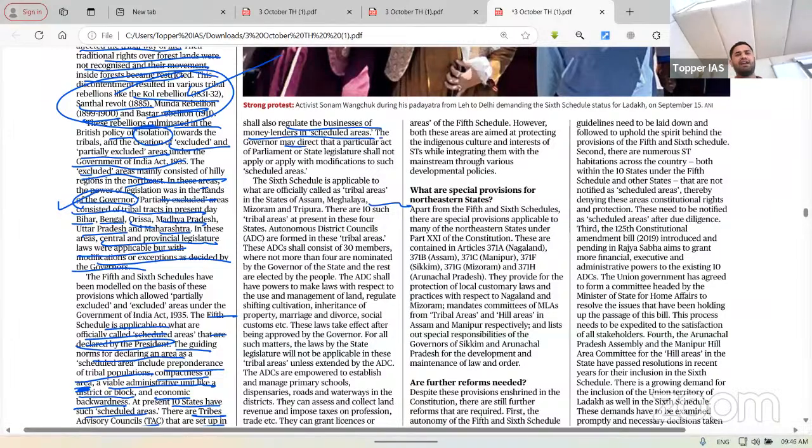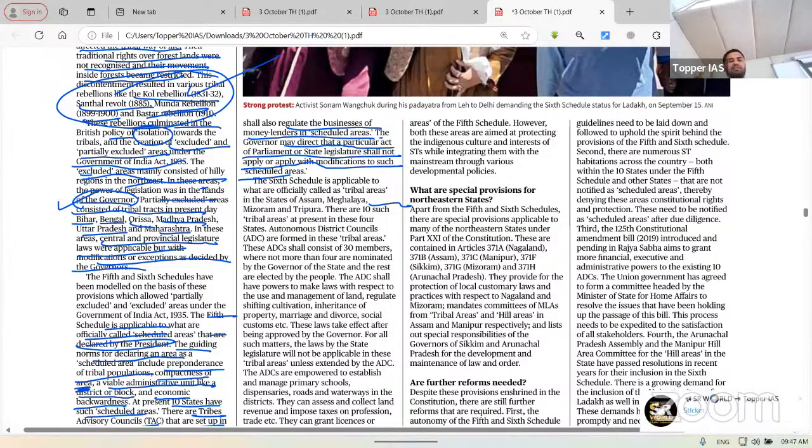Then the governor may direct that a particular act of parliament or state legislature shall not apply, or apply with modifications, to such scheduled areas. We studied excluded areas in the Polity, right? What did I tell you there? The governor had the power. What power? He will dictate which laws of the central government and which laws of the parliament and state legislature shall apply or shall not apply, or if applied, what modification should be done. Correct? So who directs that? The governor. So the governor has more power with respect to these scheduled areas. Understanding this? So this is the story of the Fifth Schedule.